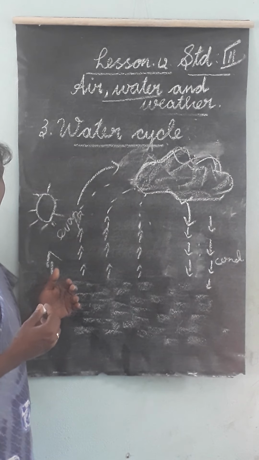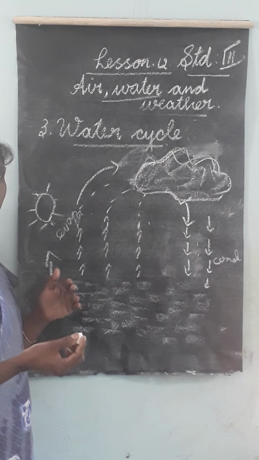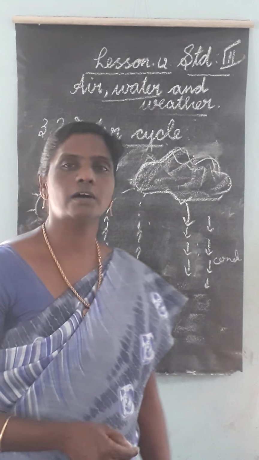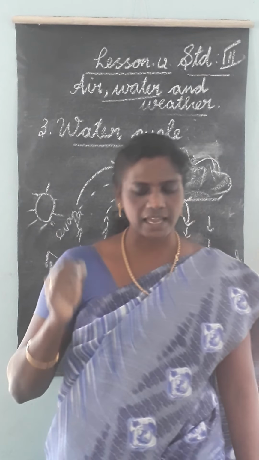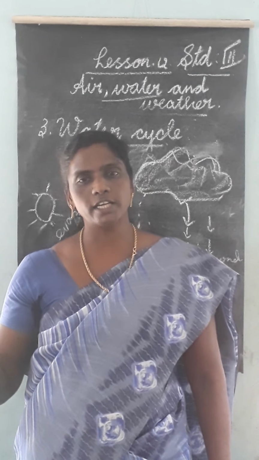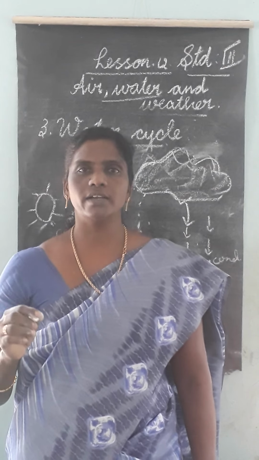So this cycle involving the change of water into water vapor and then to water again is called the water cycle. So, what is the water cycle? The cycle involving the change of water into water vapor and then into water again is called the water cycle.